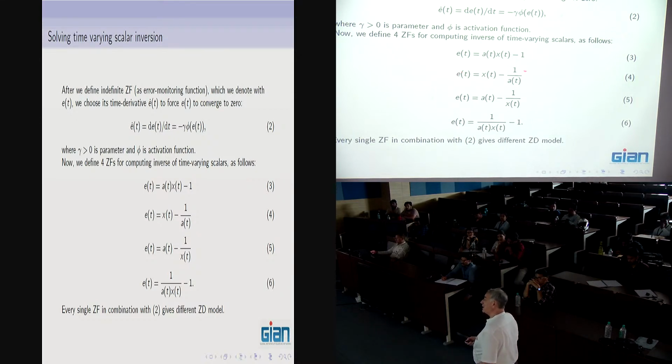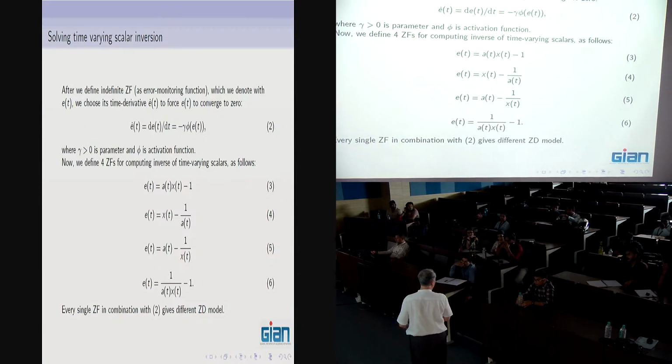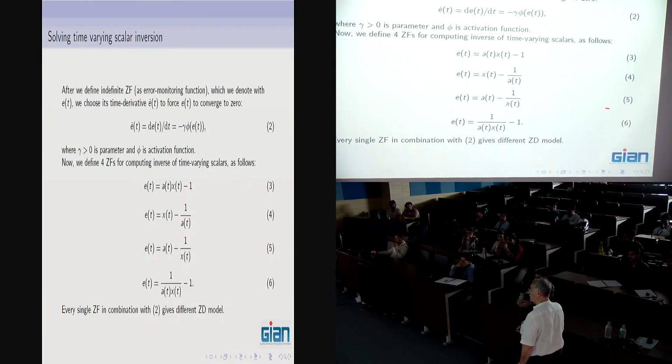Here is another way to define the error function. It is a really artificial way to define an error function to find a scalar inverse, but theoretically possible, and we will consider it here. Another one is the dual case. A third one is also possible.